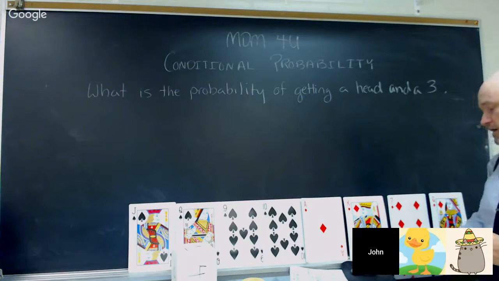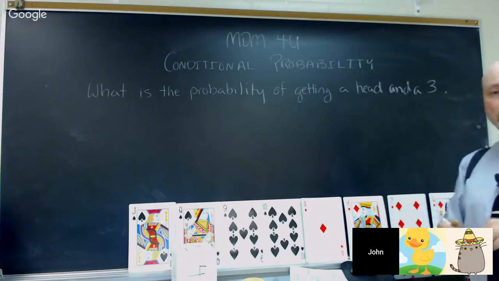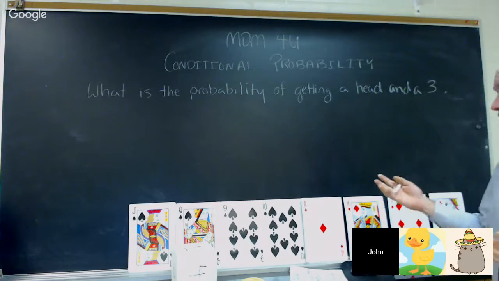5.0, we are live. Okay, so we've already done a lot of these probabilities where they're independent.